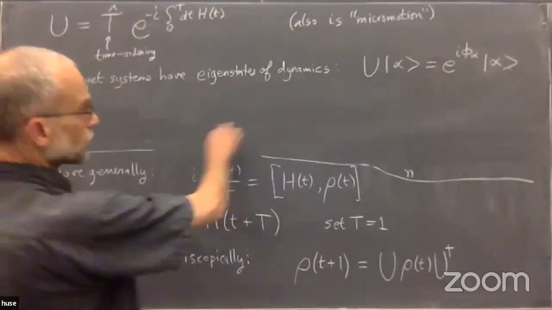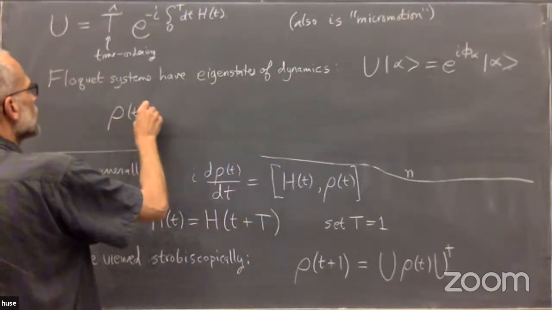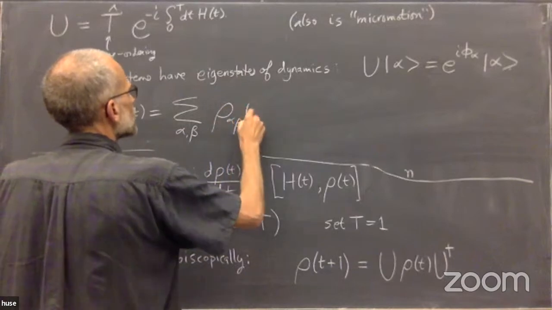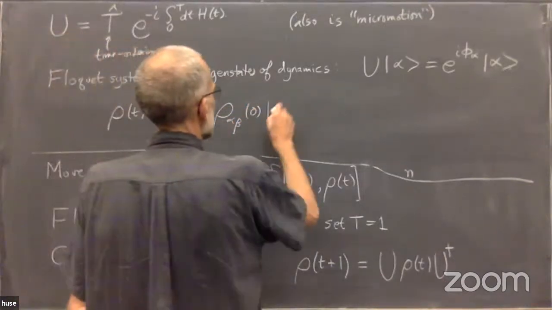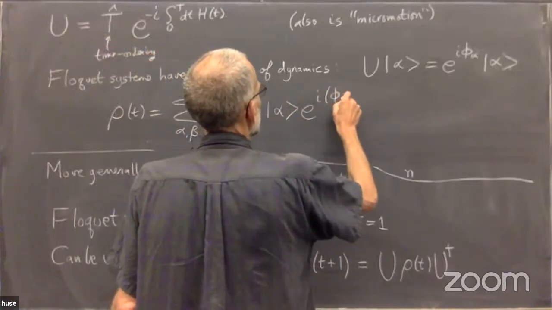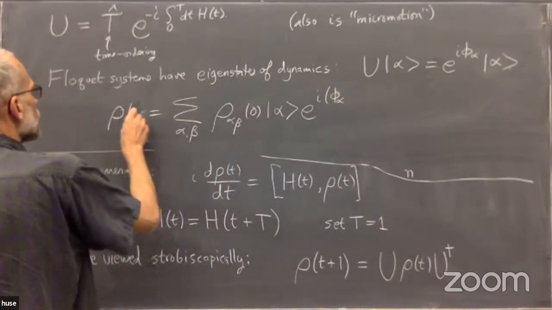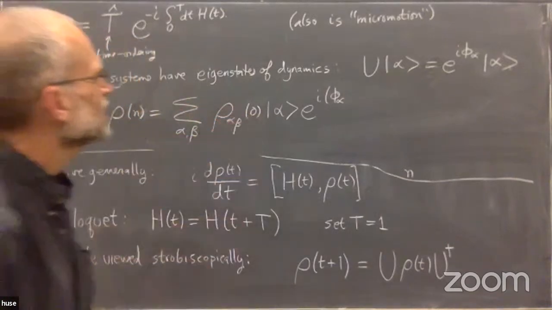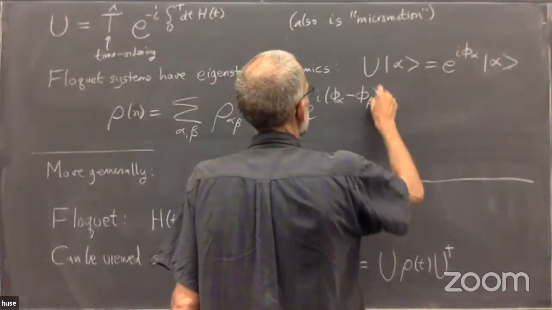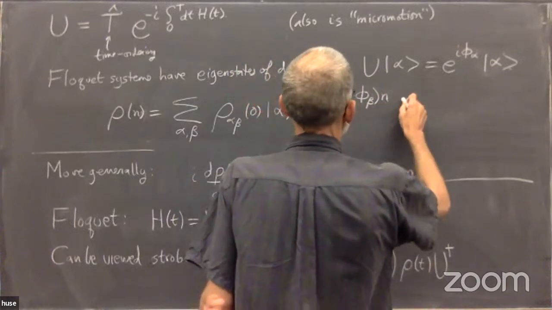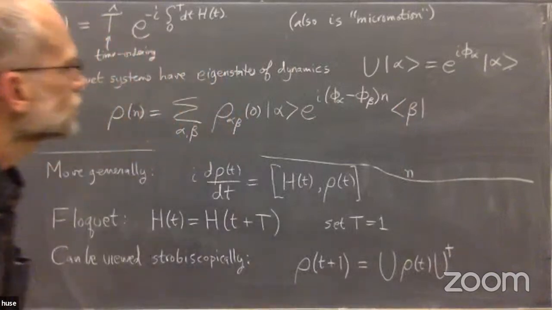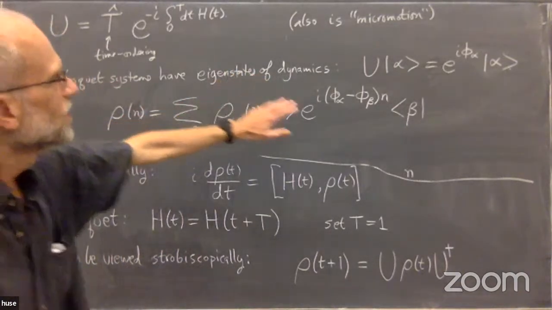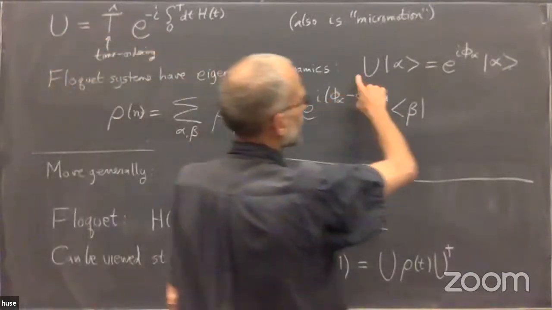And then the general dynamics, which I wrote down before for the Floquet system, looks like this: rho of n, the state after n periods, is a sum over alpha, beta of rho alpha beta of 0, the initial state, times e to the i phi beta times n, and so on. So that's the dynamics of a Floquet system. The initial state is expressed in terms of the eigenstates. We find the eigenstates of U.